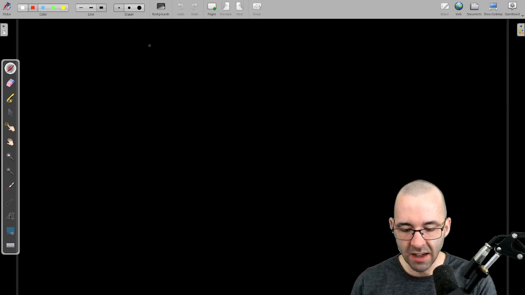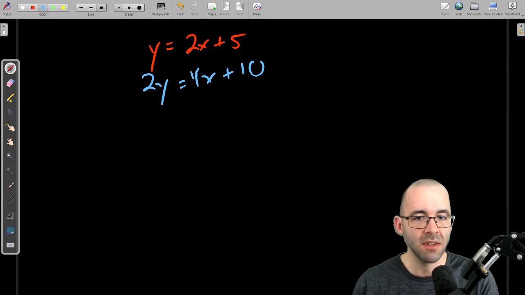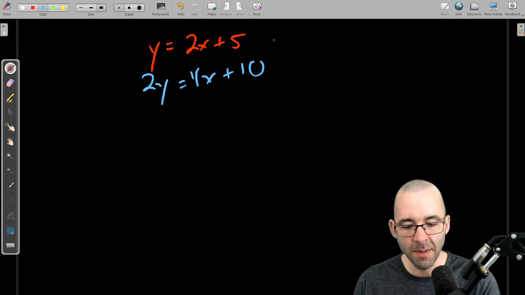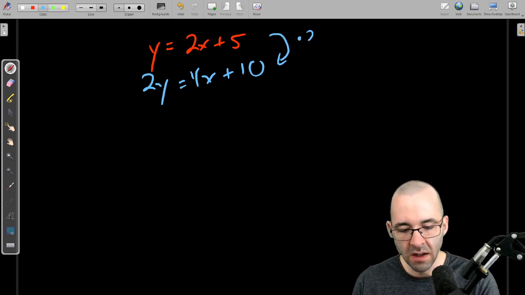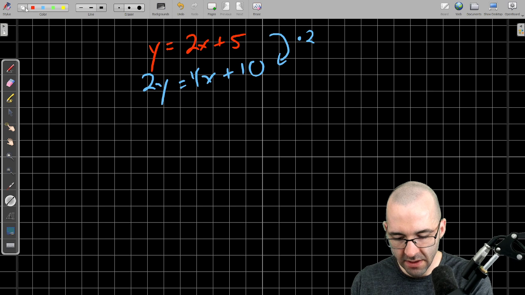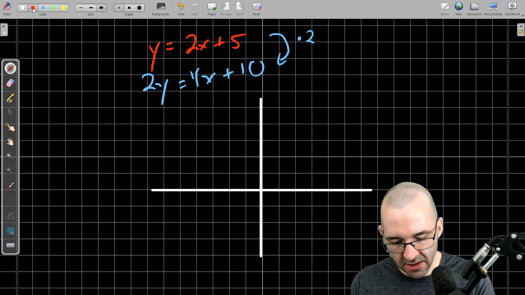But if we have something like y is equal to 2x plus 5, and a second equation, 2y equals 4x plus 10, these are actually the same equation. So there's infinitely many solutions. Because notice the blue one is just what happens if you multiply the red one by 2. So in this equation, if we graph the red line, it's 2x plus 5. Okay, so that's a y-intercept of 5 and a slope of 2.